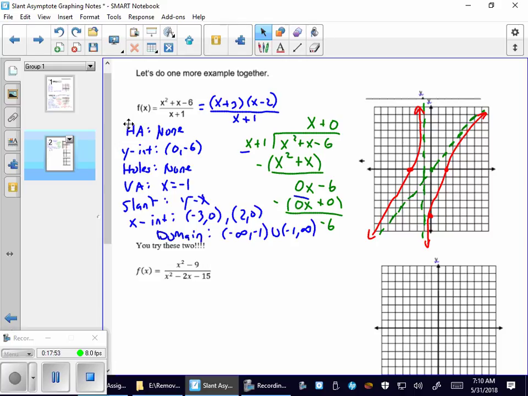So what I would say is this: go ahead and do these last two. I will try to post the answers to these, but you should definitely try them on your own. Not every problem is going to have a slant asymptote, and you won't have to do long division unless the power is exactly 1 higher on the top than it is on the bottom. So go ahead and try those. Again, I will post the answers to those for you guys, and see how you do. If you guys have any questions, feel free to send me an email. All right.